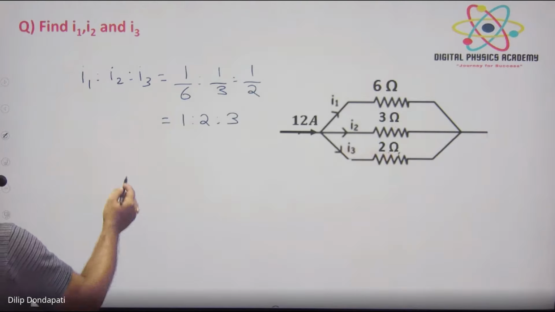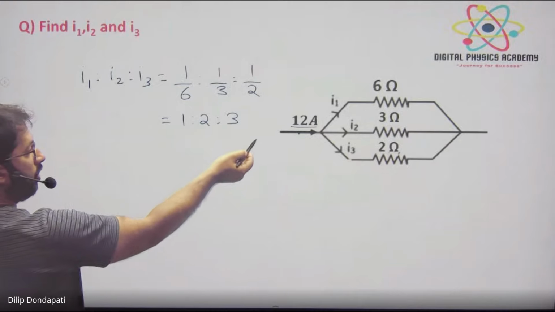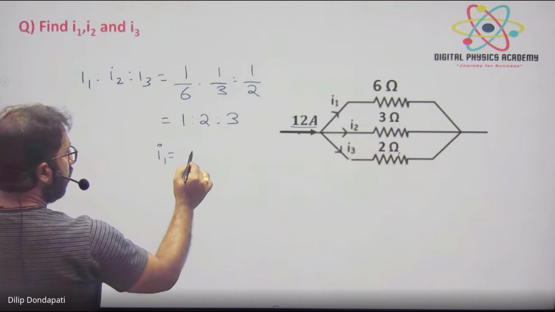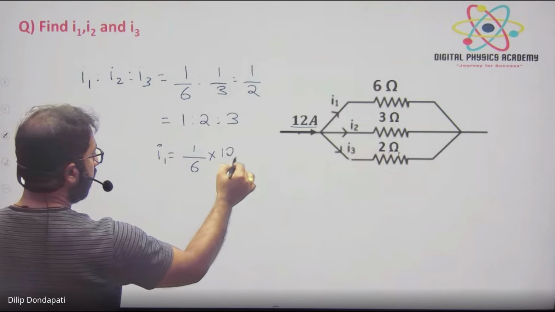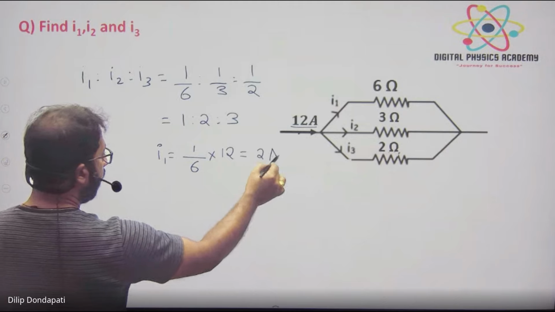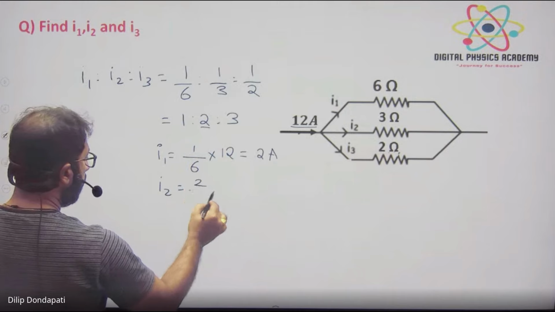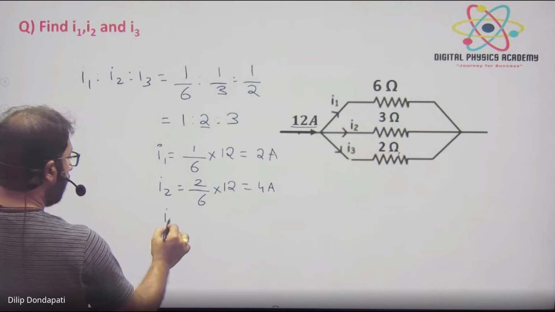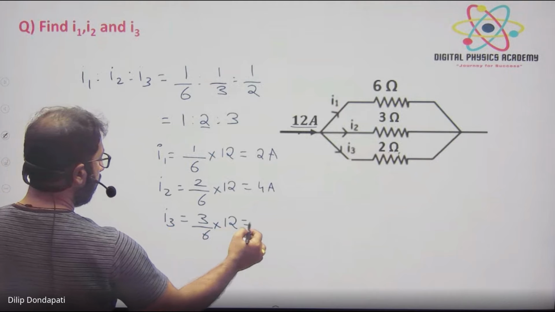नो आ गया ना. नो हाउ टू फाइंड? आई वांट टू स्प्लिट 12 रुपीज इन द रेशियो 1:2:3. कैसे करेंगे? I1 चाहिए, क्या होगा? 1/6 टाइम्स टोटल करंट, तो कितना होगा? 2 एम्पियर. फिर I2 चाहिए. I2 रेशियो कितना? सेकंड, राइट? 2, राइट? सो 2/6 टाइम्स ऑफ 12, 4 एम्पियर. I3 is 3/6 टाइम्स ऑफ 12, 6 amperes.